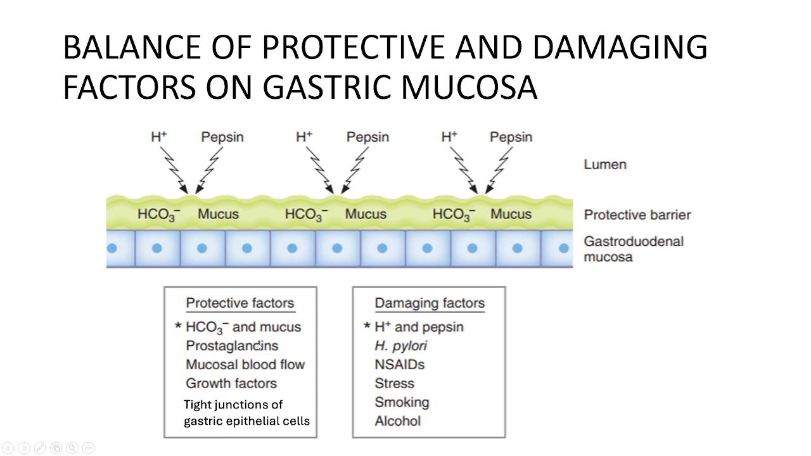Prostaglandins also serve as protection. They inhibit secretion of hydrochloric acid by parietal cells. Mucosal blood flow is very important. So in case of prolonged ischemia of the stomach, in case of a block of the vessels in the stomach, the mucosa can be affected, and potentially this can cause ulcers.